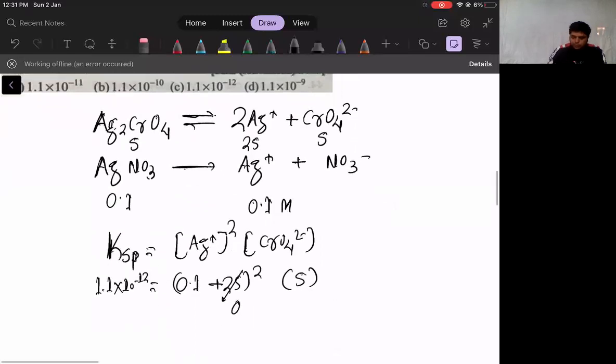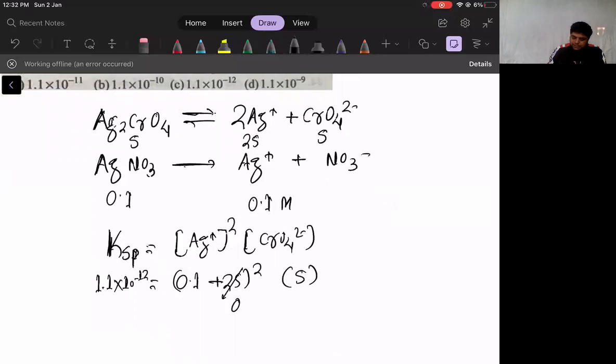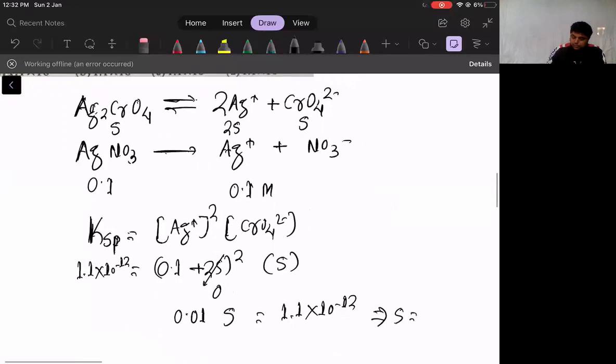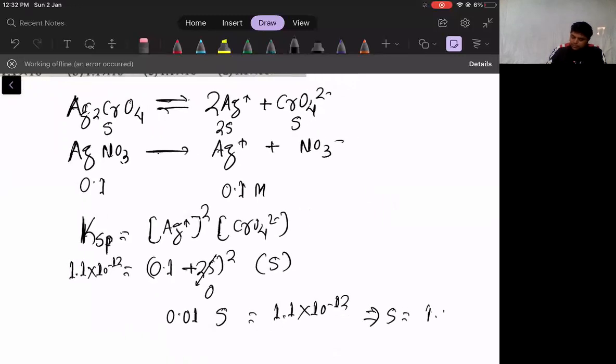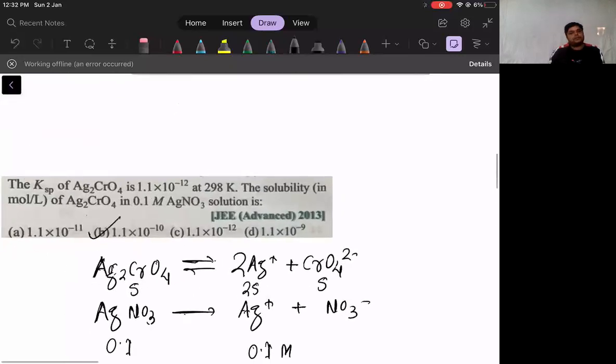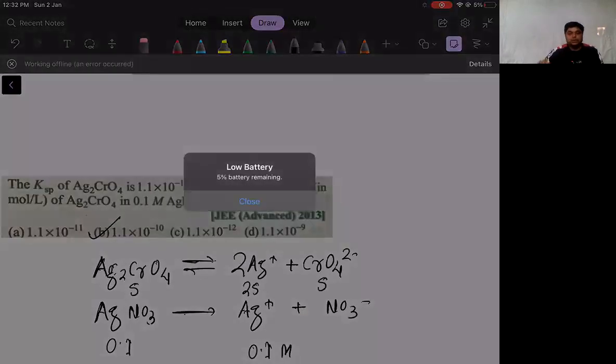So 0.1 squared is 0.01 into S has to be 1.1 into 10 to the power minus 12. So S will be equal to 1.1 into 10 to the power minus 10. So this matches here with option B again. This then becomes the answer. So this way, the solubility equilibria problems are solved.